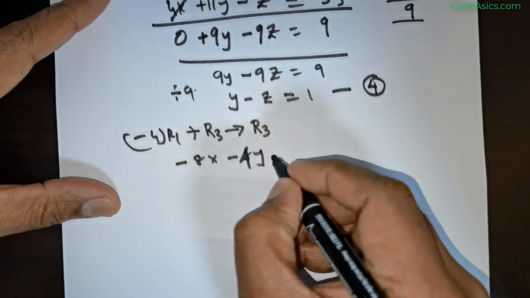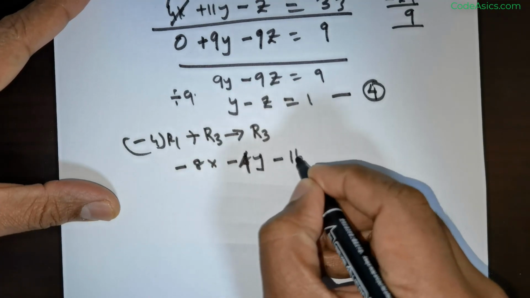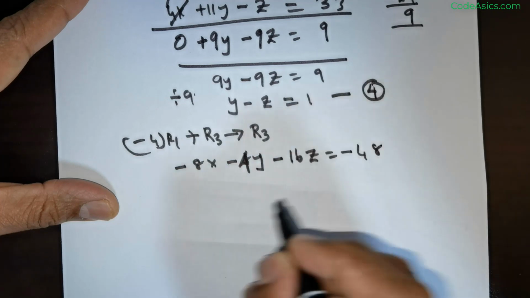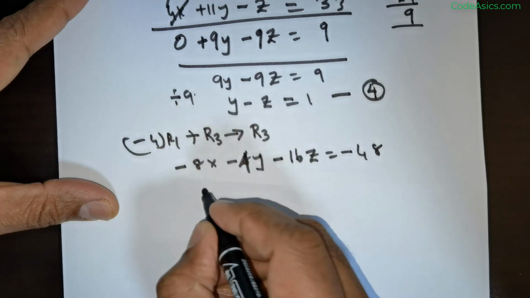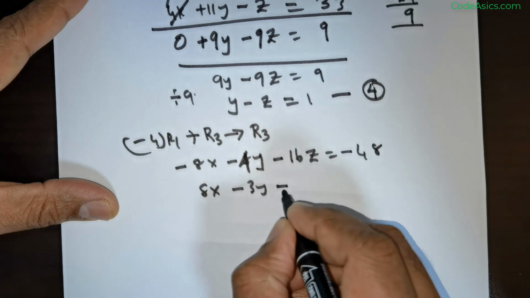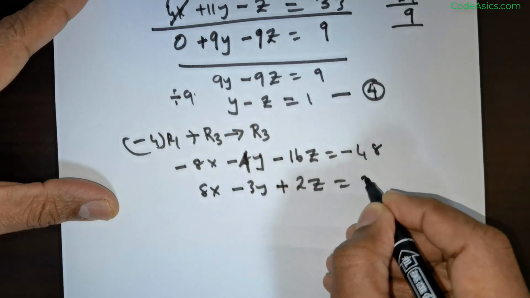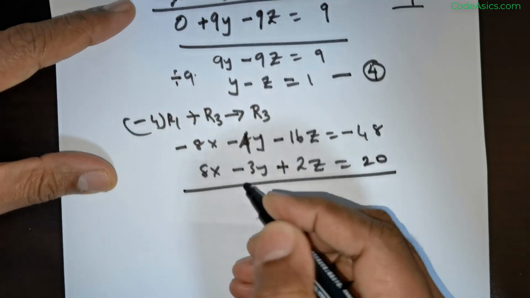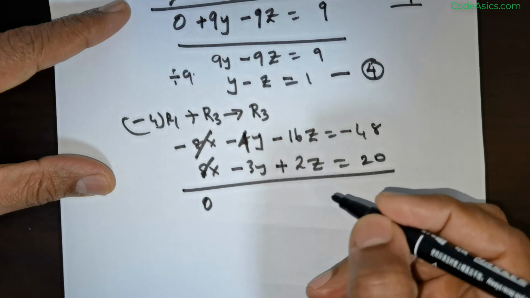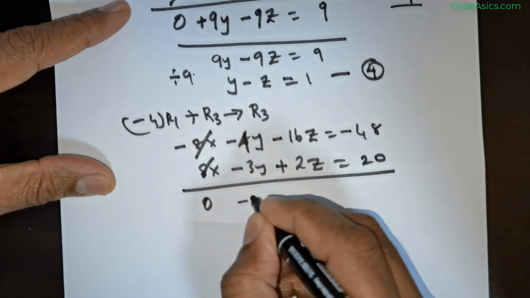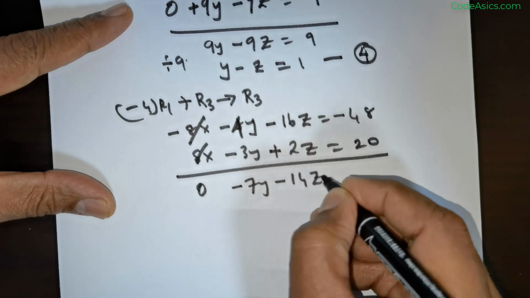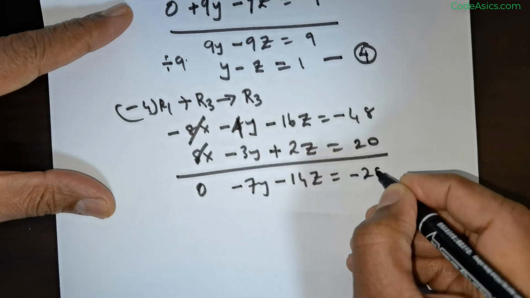So 4 times y, and this is going to be 16z is equal to negative 48, and my R3 is 8x negative 3y followed by 2z is equal to 20. So we have to add. If you were to add, these two get cancelled, you get a 0. You add these two, this is going to produce negative 7y, this is going to produce negative 14z, and this is going to produce negative 28.